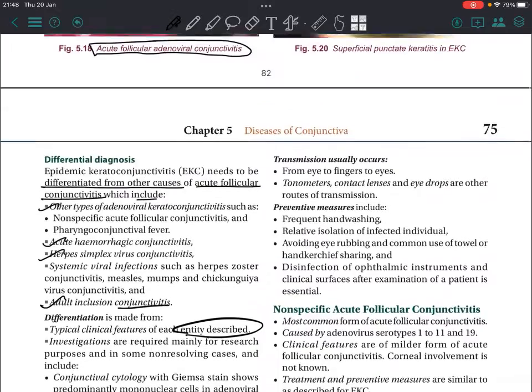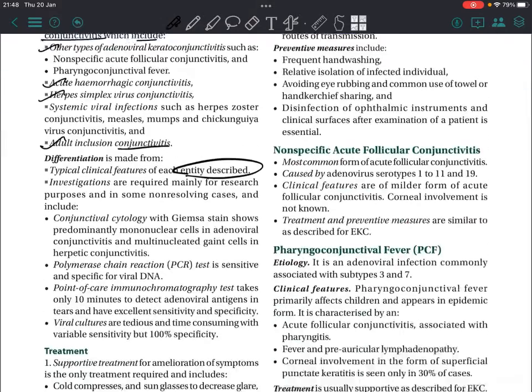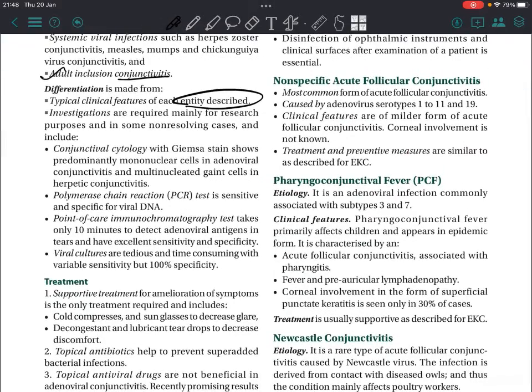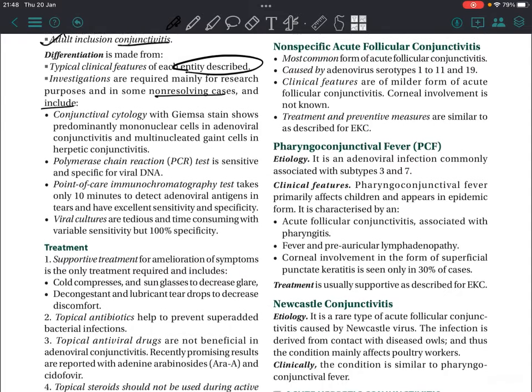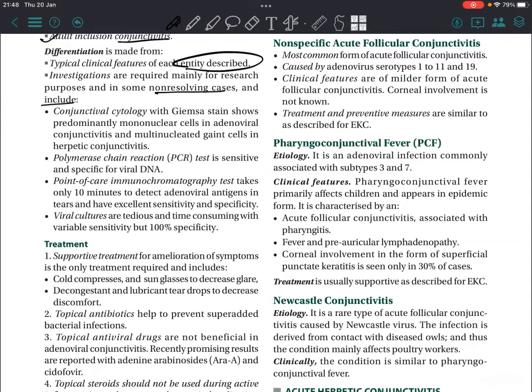Investigations are required mainly for research purposes and in some non-resolving cases, and include conjunctival cytology. Giemsa staining shows predominantly mononuclear cells in adenoviral conjunctivitis, and mononuclear cell infiltrations and multinucleated giant cells in herpes conjunctivitis.